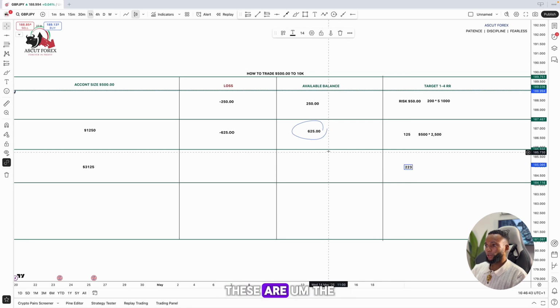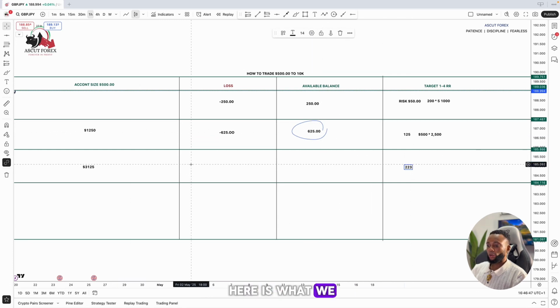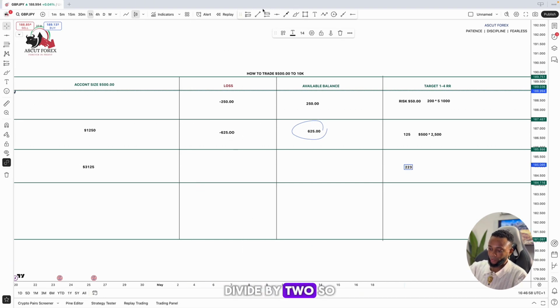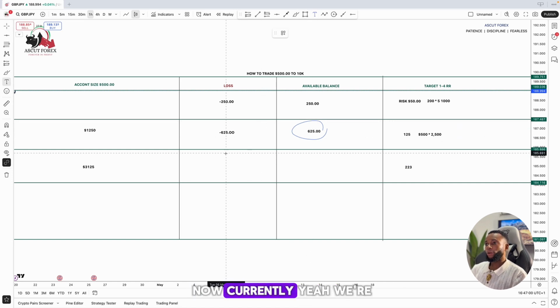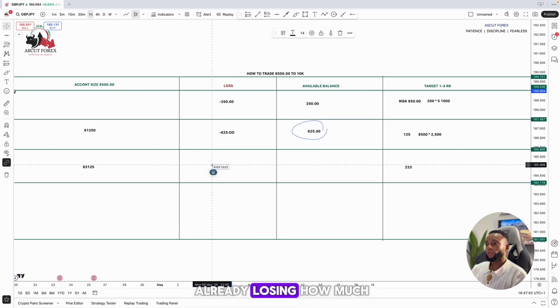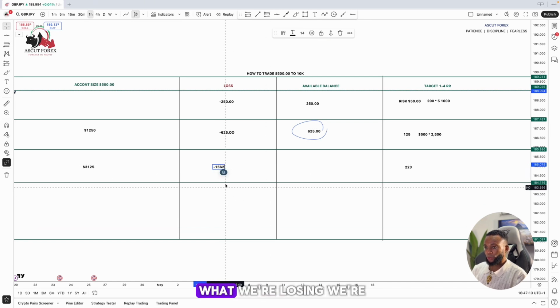$223 per trade. This is the money we'll be risking per trade. I remember our losses here is what? We have to divide 3,125 by 2. So now currently here we're already losing how much? We're already losing $1,562. This is what we are losing.